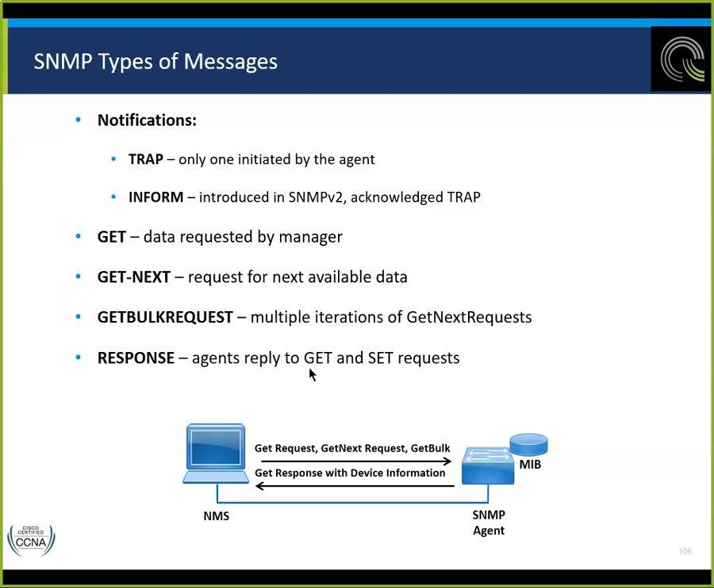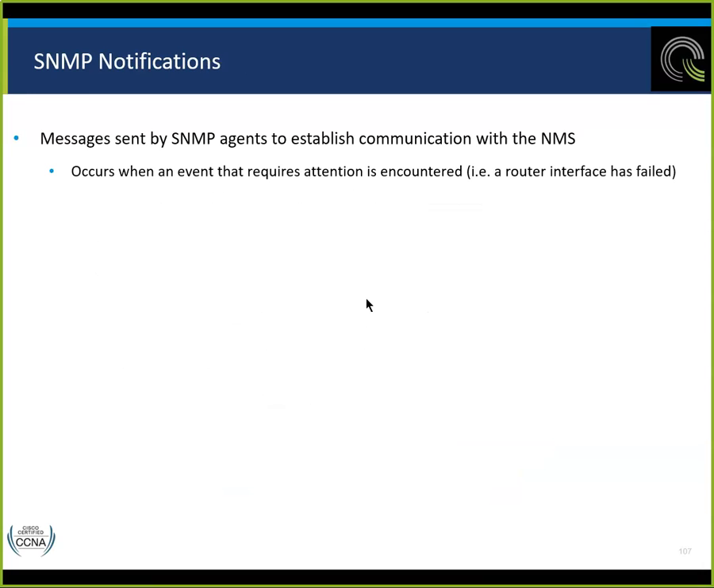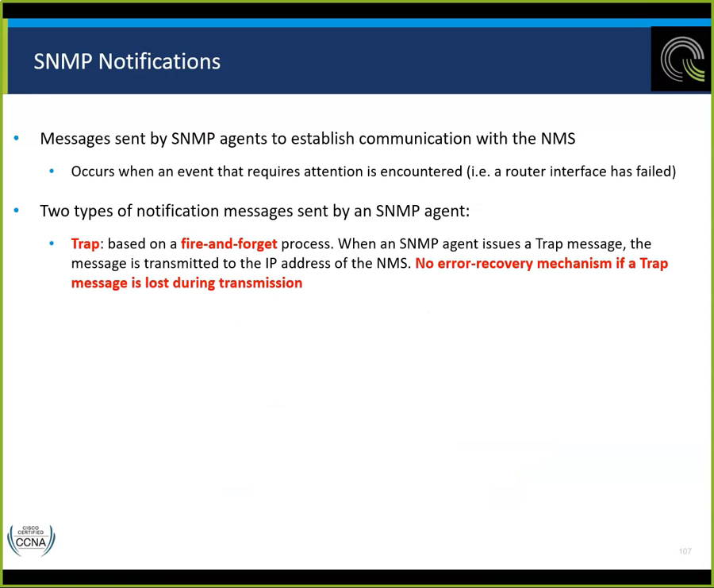The agents reply to get and set messages. The get messages get information. The set is where we're going to send commands or send configuration information to the device itself. A request to change the value of a variable is going to be the set. SNMP notifications are sent by the agents to establish communications with the network management system. When an event requiring attention is encountered, such as the router has failed, we'll get messages.